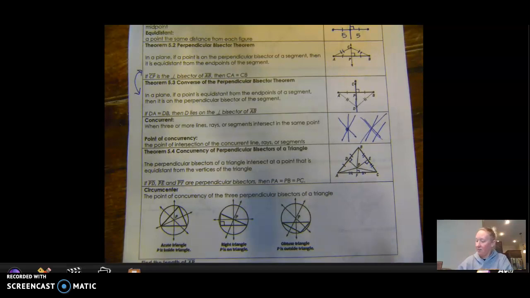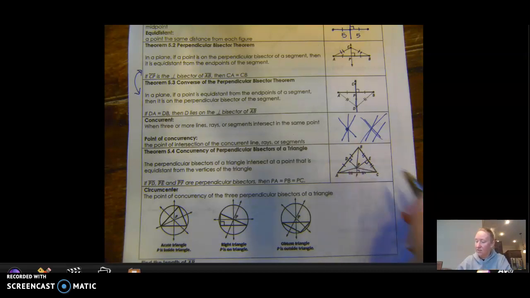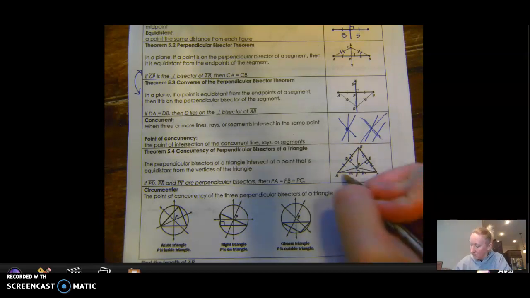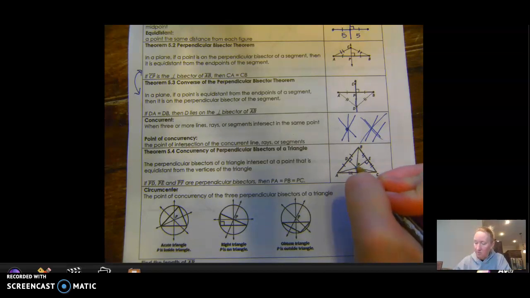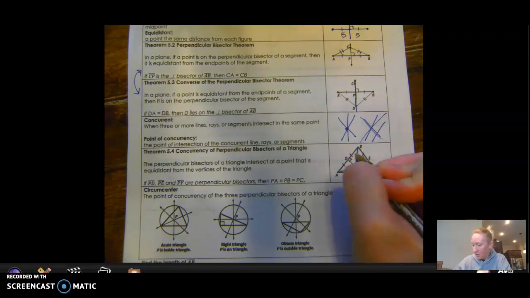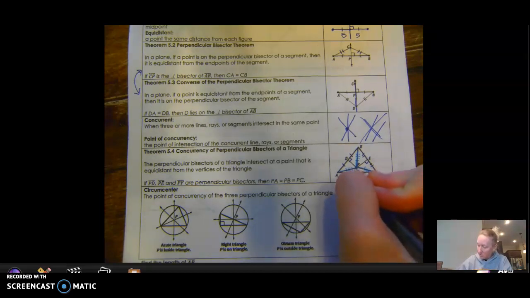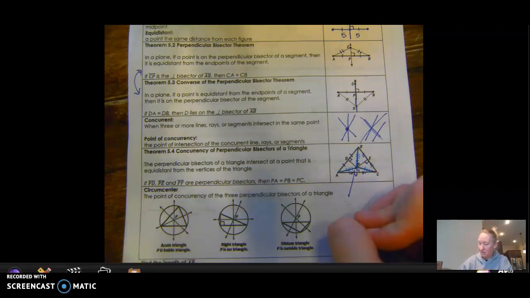So I can have that point of concurrency. They will all three hit at the same point. That point of concurrency is right here. There's something special about that point of concurrency. And the special thing is, if I take from that point of concurrency out to the vertices, so out to A, out to B, and out to C, these lines will always be congruent to one another. Okay? This point of concurrency right here has a special name, and it is called the circumcenter.